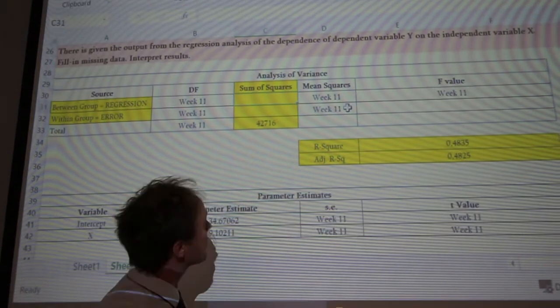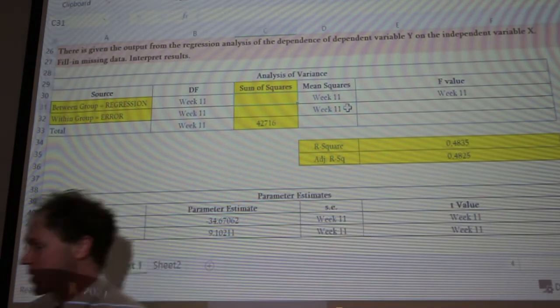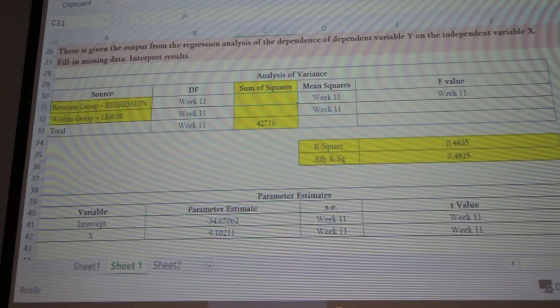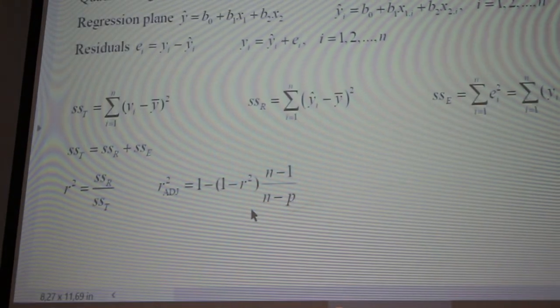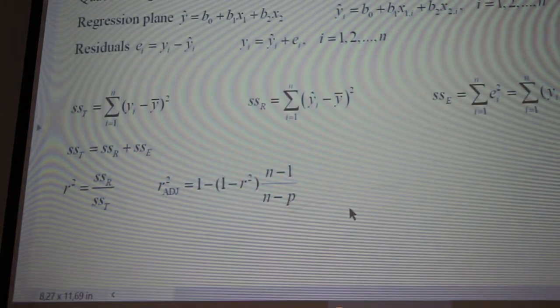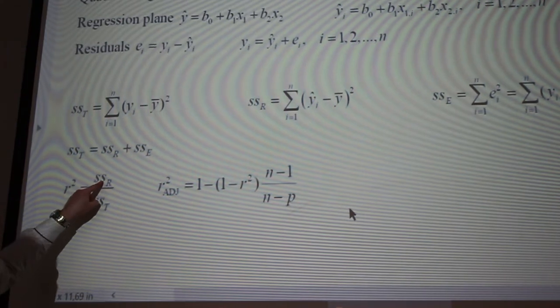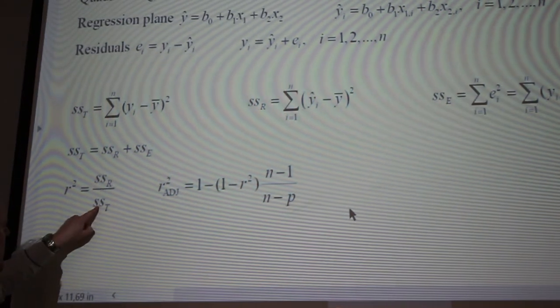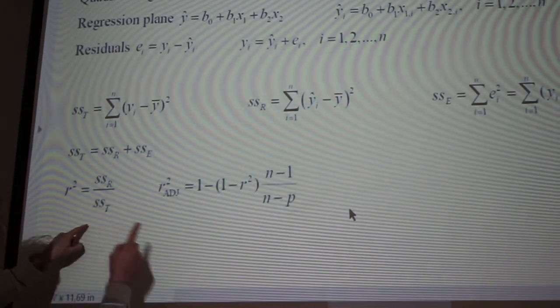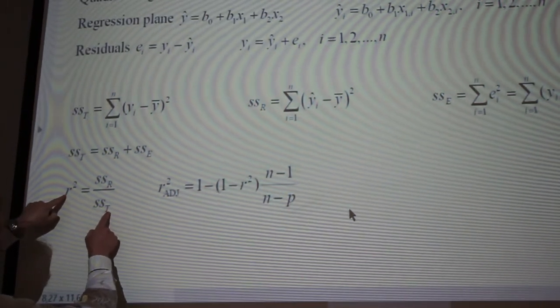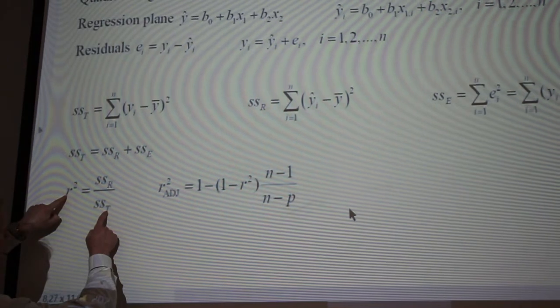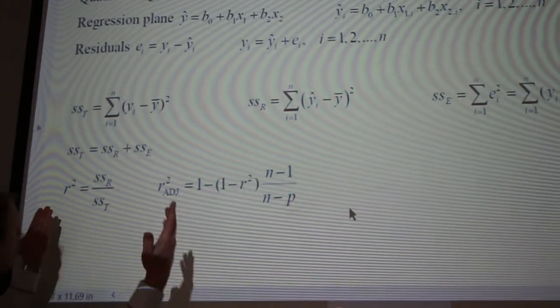Do you know this information? Check your formulas. Where you have formulas here, where is our regression analysis here? R squared, sum of squares, regression sum of squares, total. So when we multiply R squared and total sum of squares, we will receive regression sum of squares.